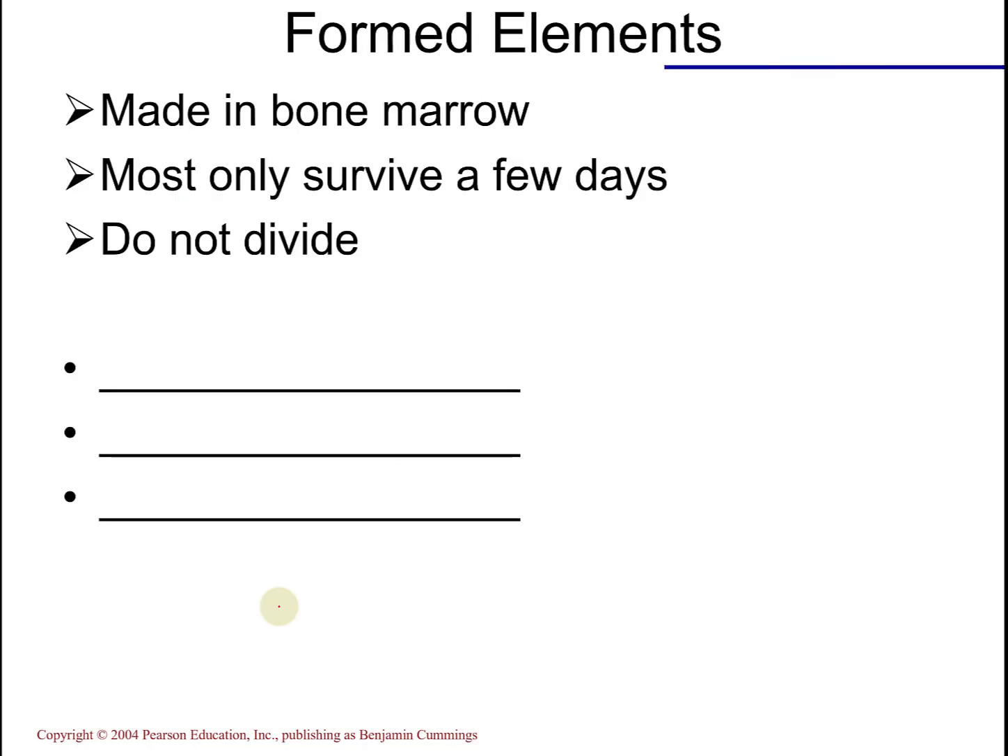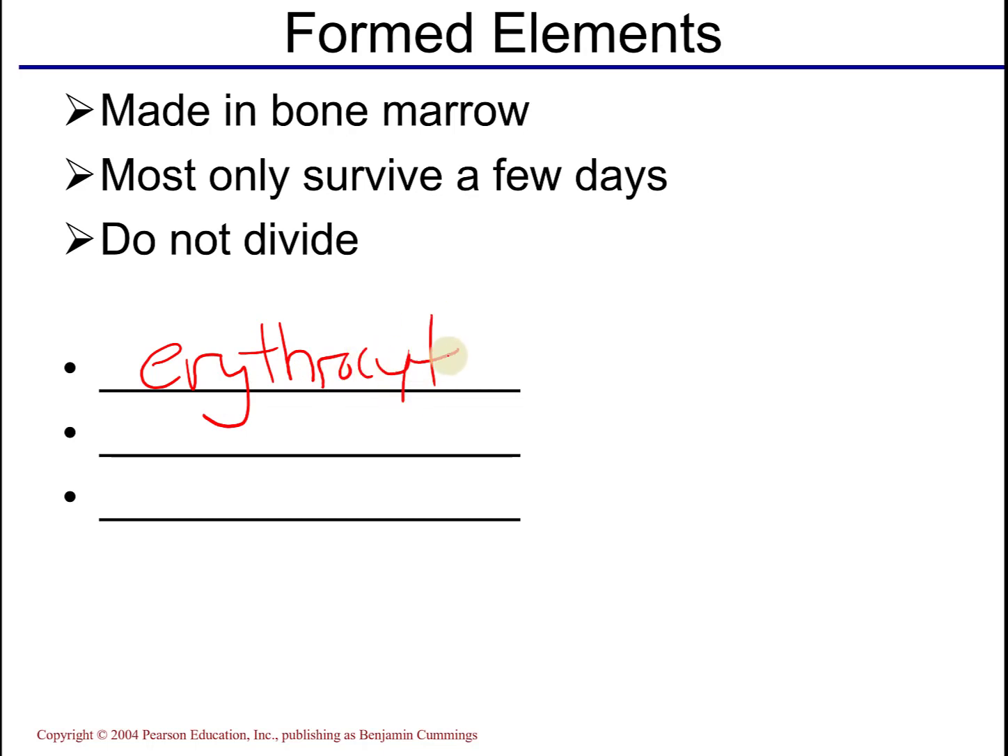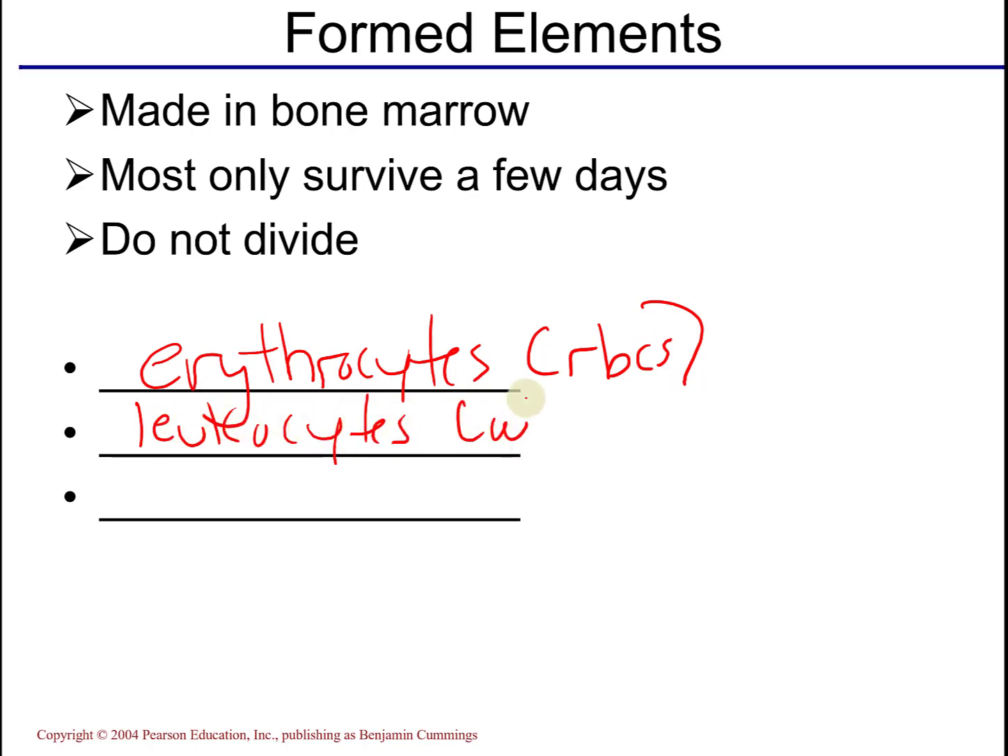Now let's take a look at formed elements. Formed elements, remember, are the living cells. They are made in the bone marrow, and they only survive a few days. They also do not undergo mitosis. There are three groups. First, we have the erythrocytes, which are also called red blood cells. We have the leukocytes, also called white blood cells, and we have platelets. Now, the only one of these that actually has a nucleus is leukocytes, and we're going to see that as we go through this.